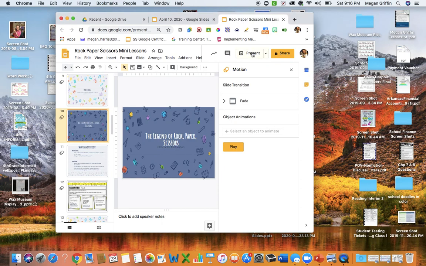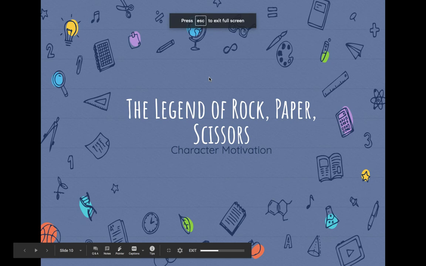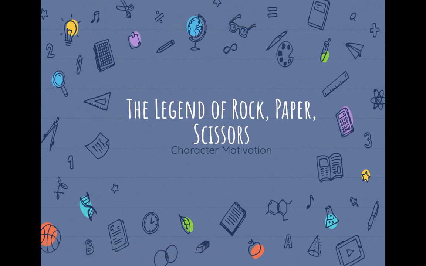We are back for another lesson. And just like in the past, we are going to be focusing again on The Legend of Rock, Paper, Scissors. But today, what we're going to focus on is character motivation. Now, this is something we have spent a lot of time on, especially through our novel study with The Lightning Thief. So today, it's just going to be a review of that, and I'm going to show you what the character motivation graphic organizer looks like and how to maneuver through that, how to fill that out, and hopefully help you out as you're working on that same graphic organizer for Holes.